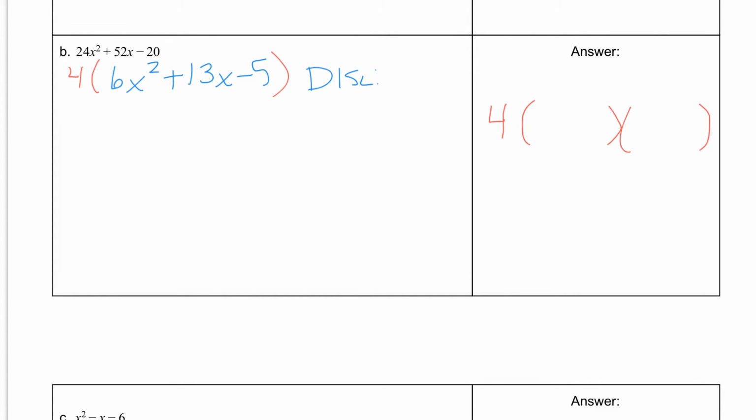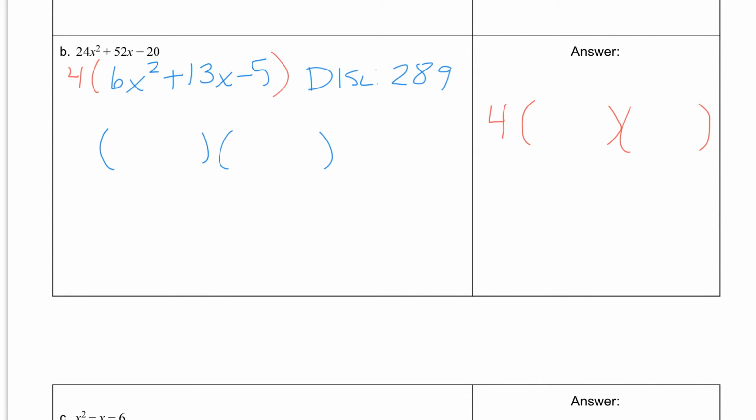So our b squared, we'd do 13 squared minus 4 times 6 times negative 5. And if you do that, you get a discriminant of 289. And then you want to check that square root. Is this a perfect square? Is this something that I can continue to factor? And the answer to that is yes, we can continue to factor that. So we're going to come down here, and we're going to work on factoring that.